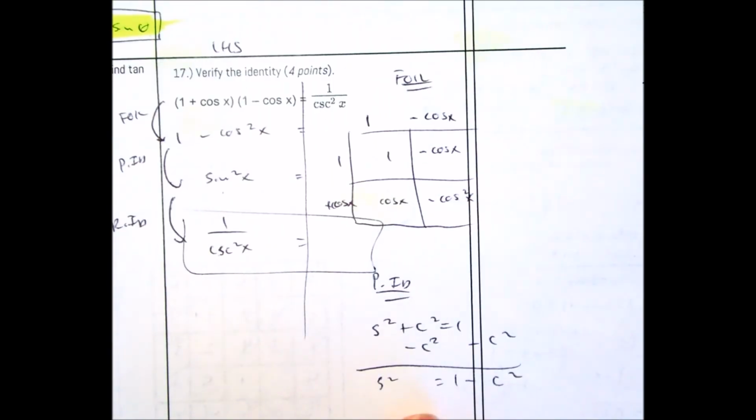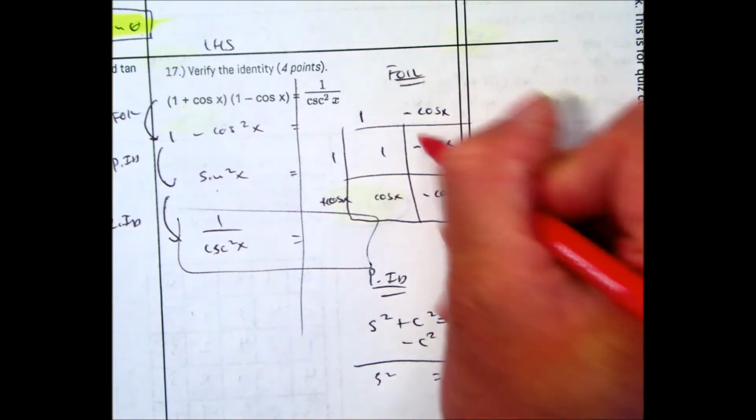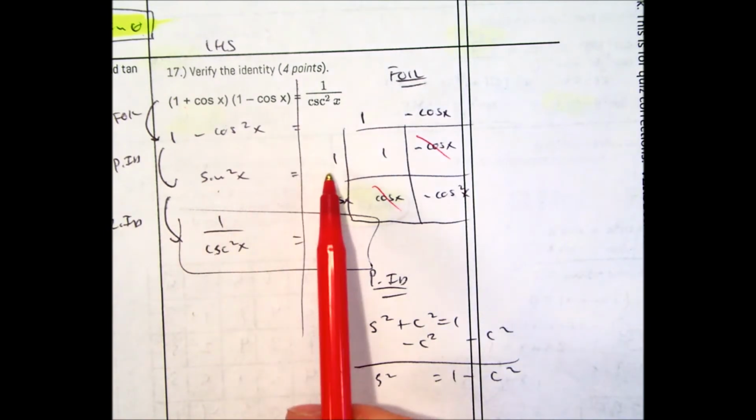Question number 17, I worked on the left-hand side. I used FOIL. You'll notice that the middle terms here cancel. 1 minus cosine squared x. Pythagorean identity, sine squared x equals 1 over cosecant squared x. Then from here to here, that's just a reciprocal identity, and I've proven the sides. So that's how I got all 16 points.